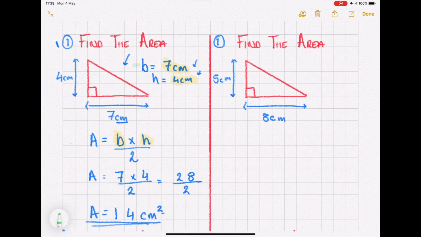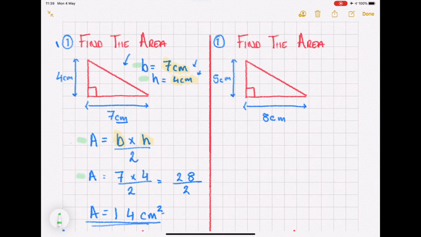So let's just go over that again. First things first, we find the base. Second thing we do is we find the height, and the height is always 90 degrees to the base. The next thing we do is we write out our equation, area equals base times height divided by 2.